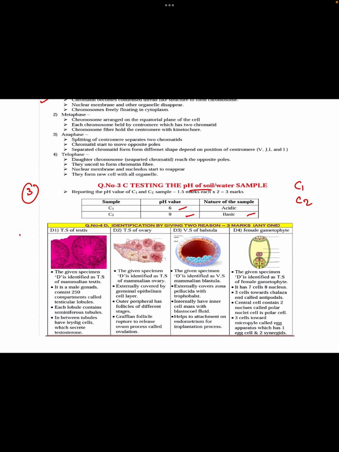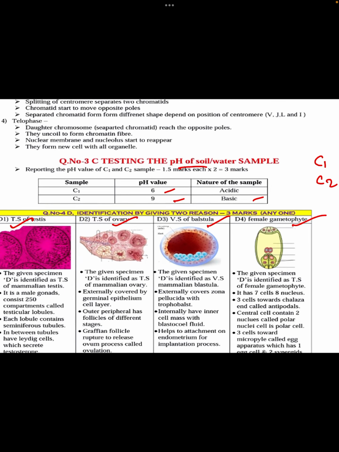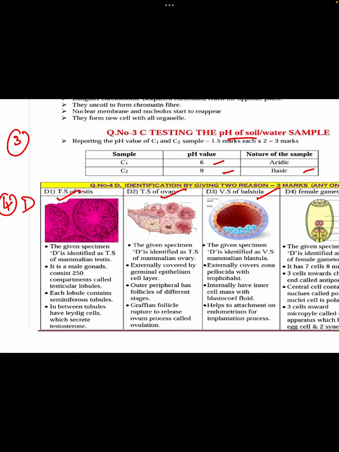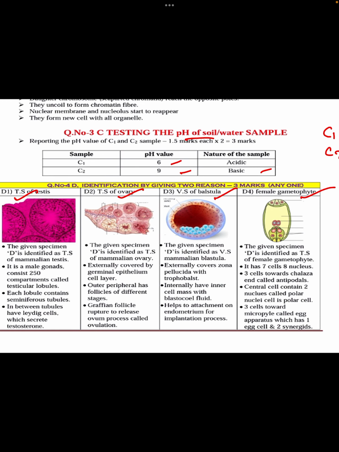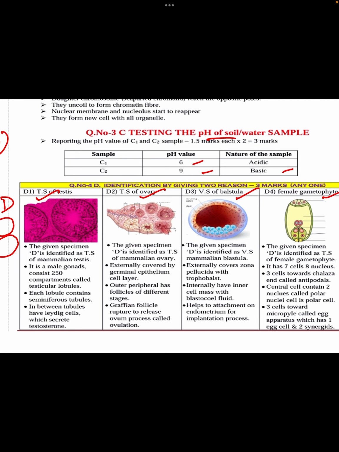So next question number 4D. So the 4D, you can either get a TS of testes, TS of ovary, VS of blastula, or female gametophyte. So here also you have to just write 1 to 2 identifications. You just identify the slide, if you get the very big 3 circles, so it is TS of testes. Okay. Then TS of ovary, you can see the Graafian follicle and there are corpus luteum. So many of the things, you just see the diagram and you have to identify.